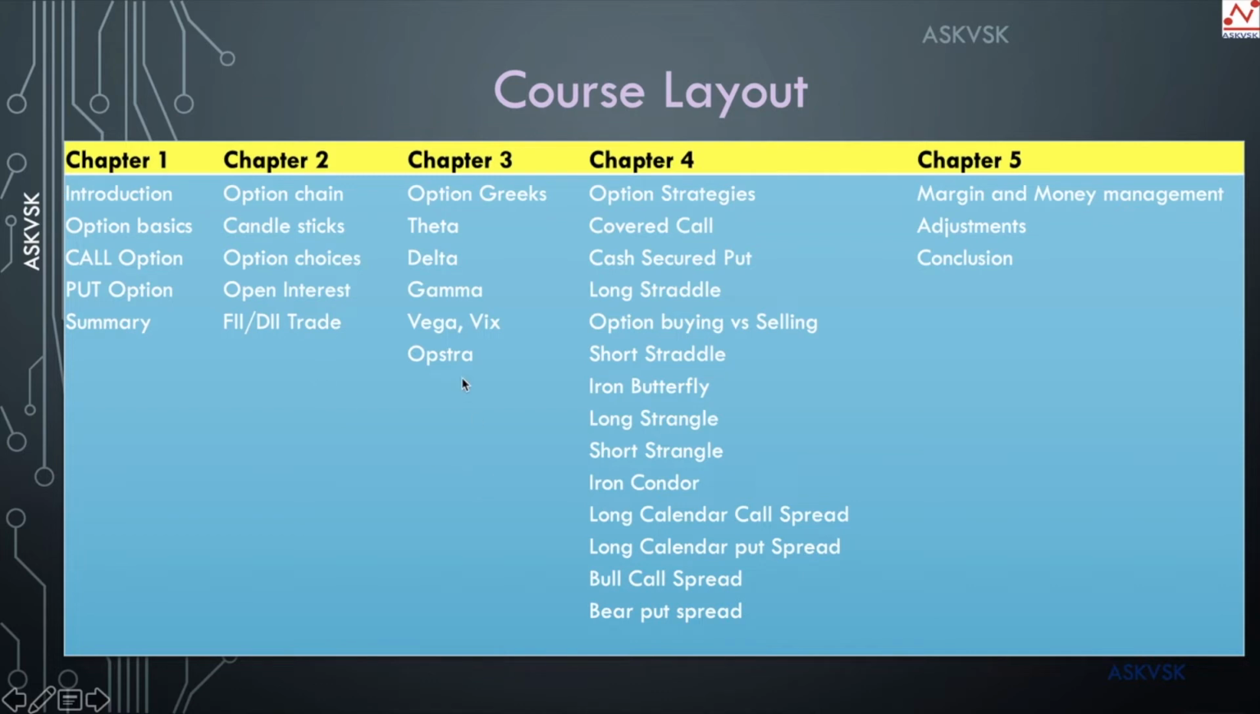In the next chapter, we will look at option Greeks: Theta, Delta, Gamma, Vega, VIX, and also discuss Opstra, a tool that can be highly useful for option traders.